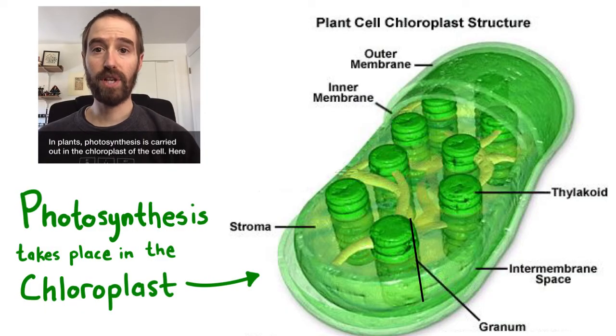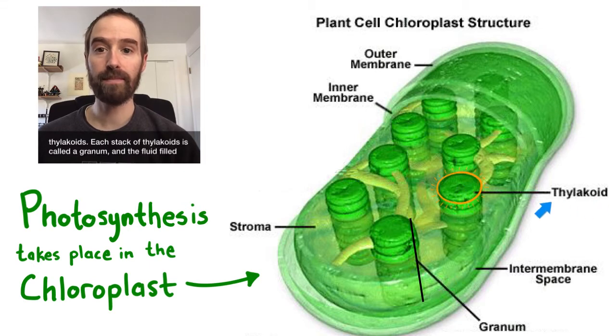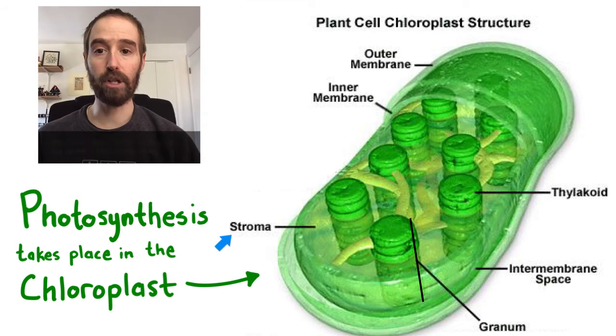In plants, photosynthesis is carried out in the chloroplast of the cell. Here we can see the internal structure of a chloroplast. Chloroplasts have a double membrane, depicted here as an outer membrane and an inner membrane. The space between these two membranes is called the intermembrane space. The inner membrane contains numerous infoldings that are arranged into these coin-shaped structures called thylakoids. Each stack of thylakoids is called a granum, and the fluid-filled space in between these stacks is called the stroma. Photosynthesis takes place partly in the thylakoids and partly in the stroma of the chloroplast.